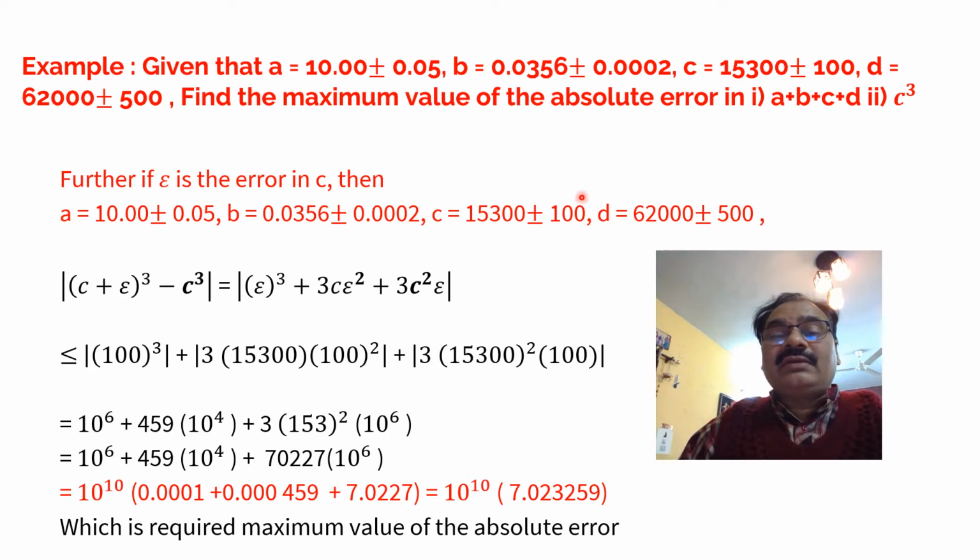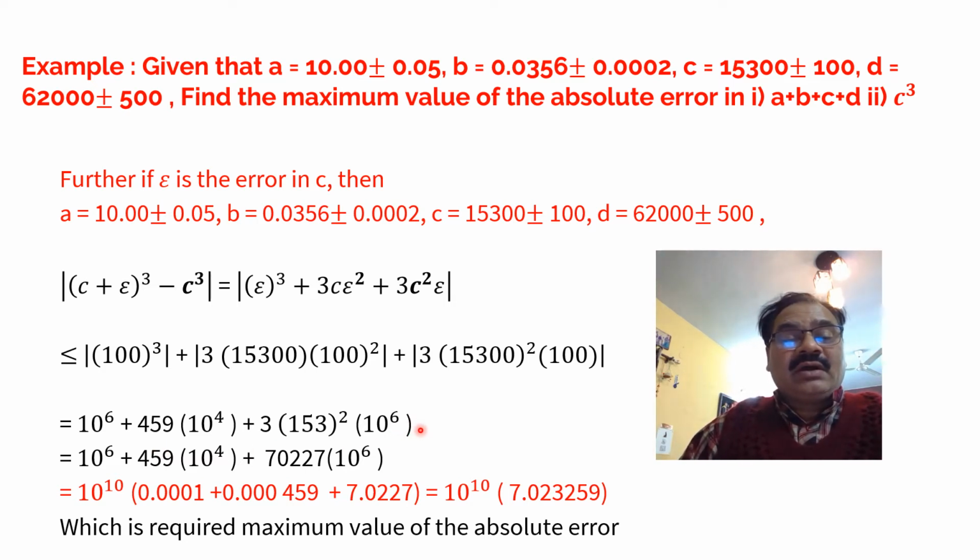Here the error term is 100. So this is 100q plus 3 times C, where C means 15300, and epsilon again means 100 square plus 315,300 whole square into 100. Now you can simplify this and you will get this result.